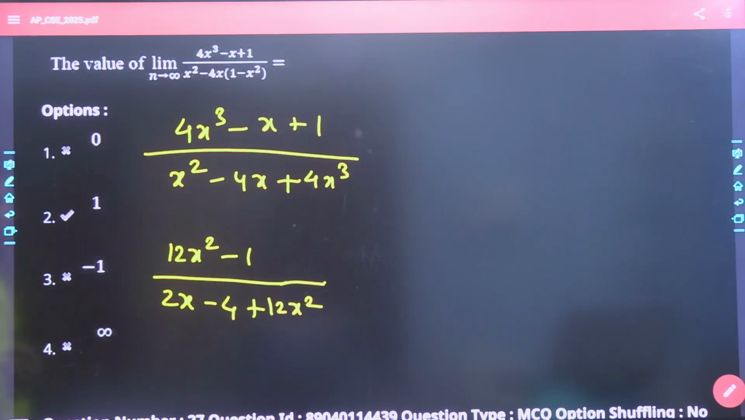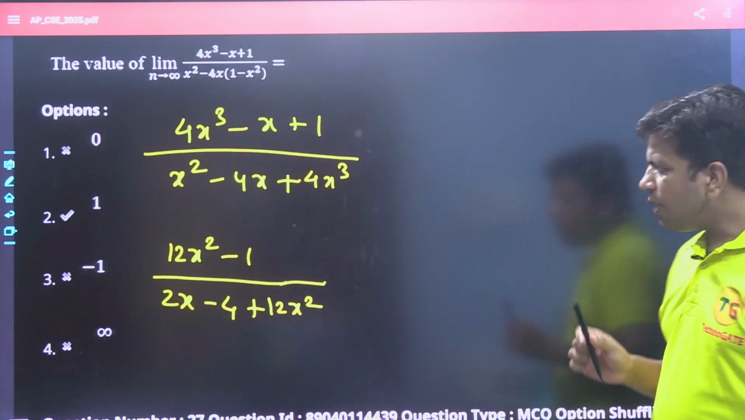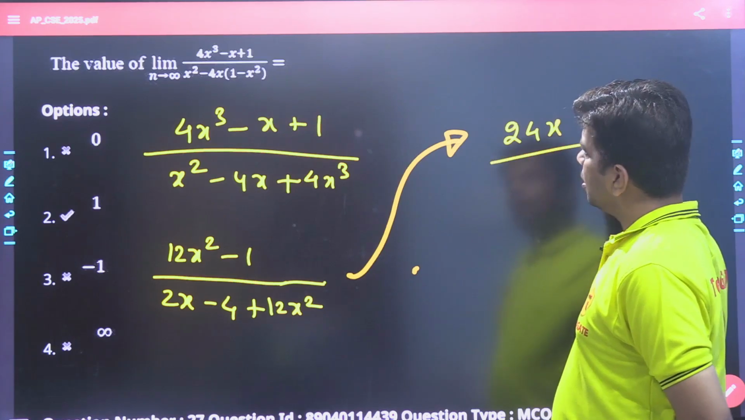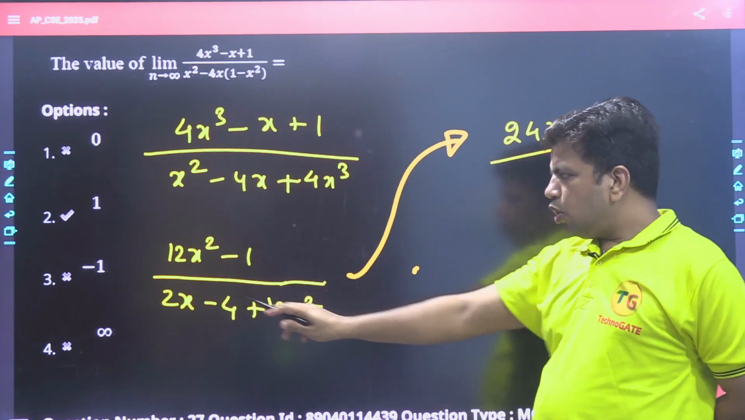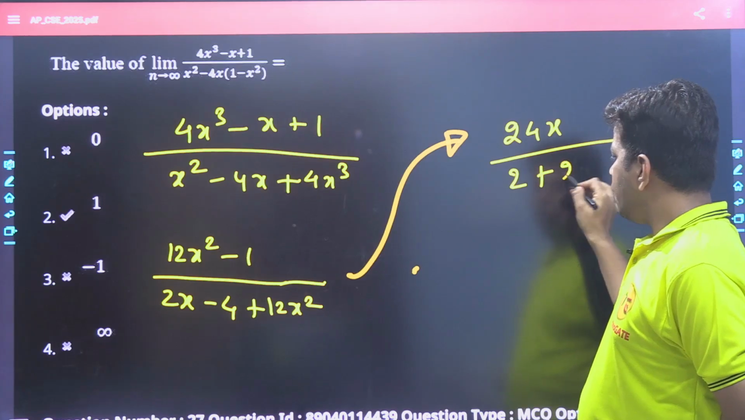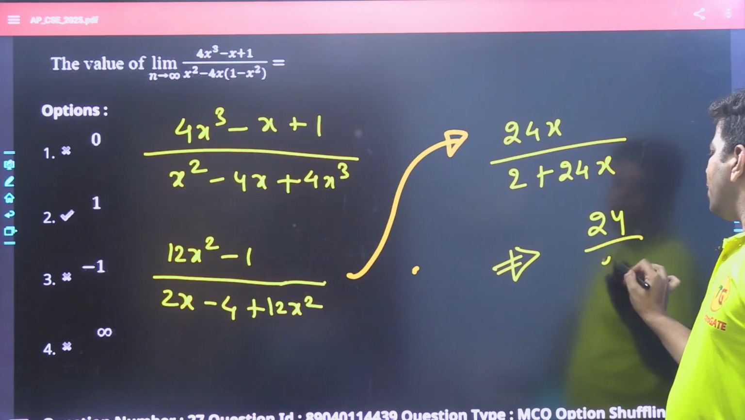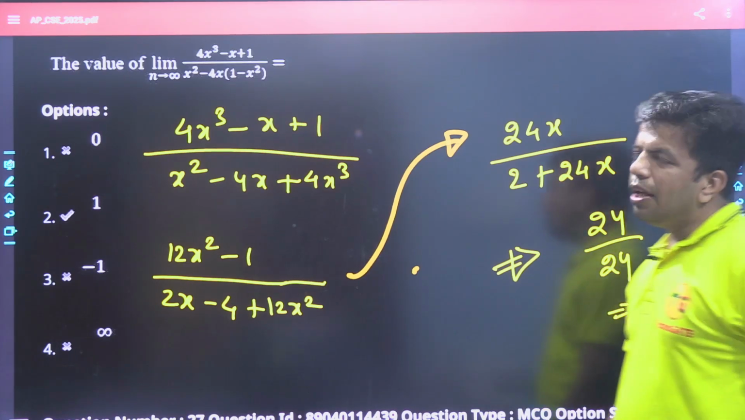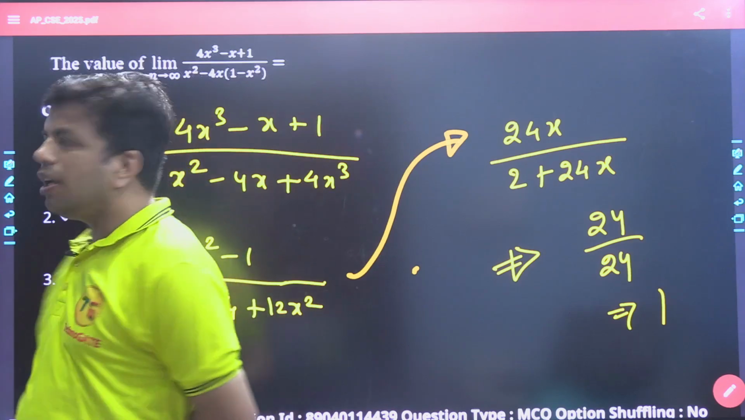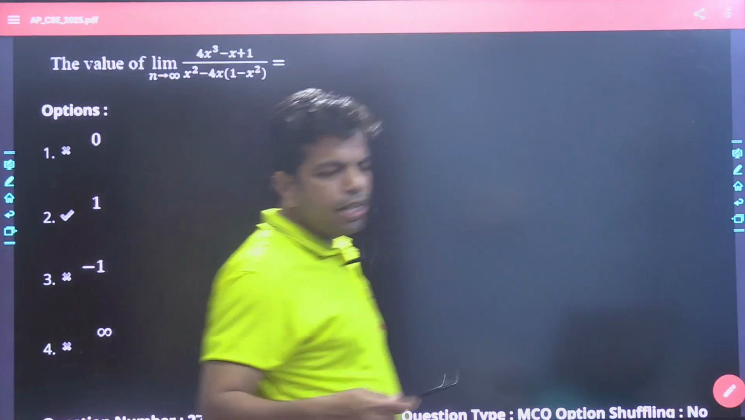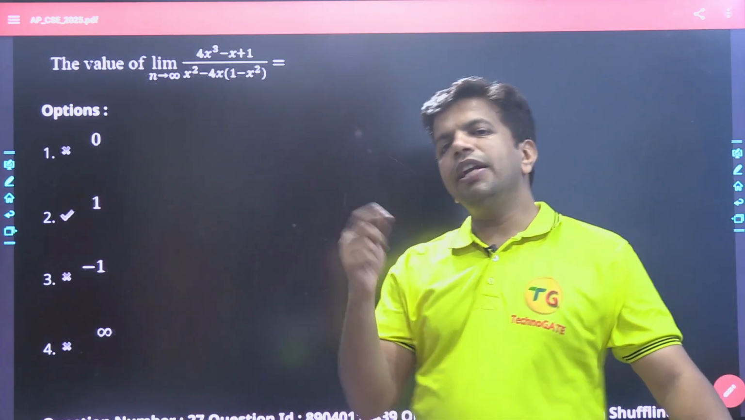Now if we put the value, again it's infinity by infinity. So we need to differentiate one more time. So 24x divided by 2 plus 24x. Take one more differentiation. So 24 divided by 24, so the value becomes 1 only. The limit as x tends to infinity is 1. So your answer is simply 1, nothing else. So you need to apply the L'Hospital rule, taking the differentiation until the form is no longer infinity by infinity.